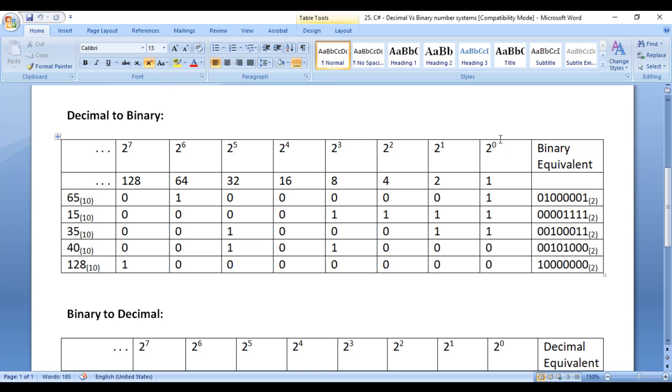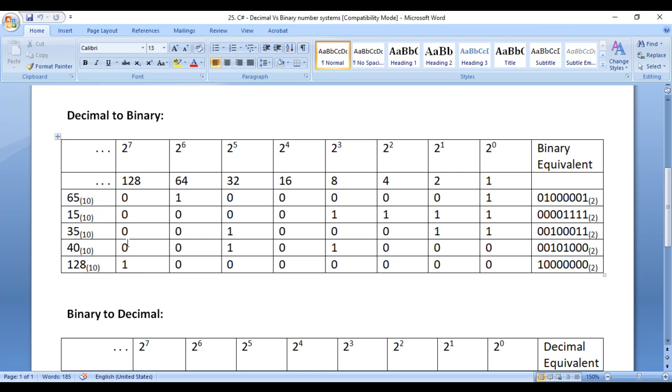Okay. So 2 raised to the power of 0 is 1, 2 raised to the power of 1 is 2, 2 raised to the power of 2 is 4, and so on. 2 raised to the power of 7 is 128. You can see we have 1, 2, 4, 8, 16, 32, 64, and 128. Here I have the example numbers to convert.